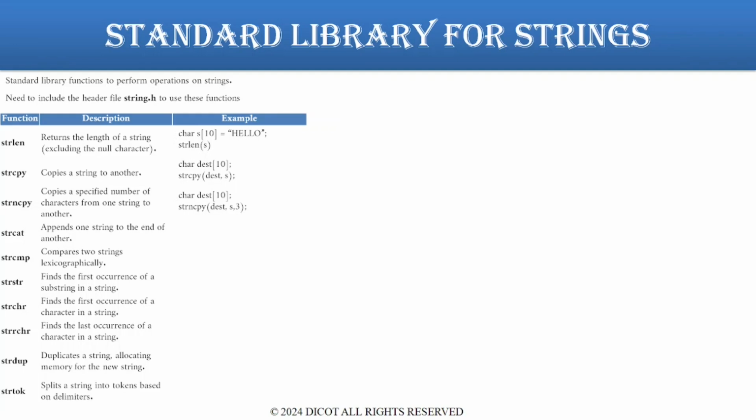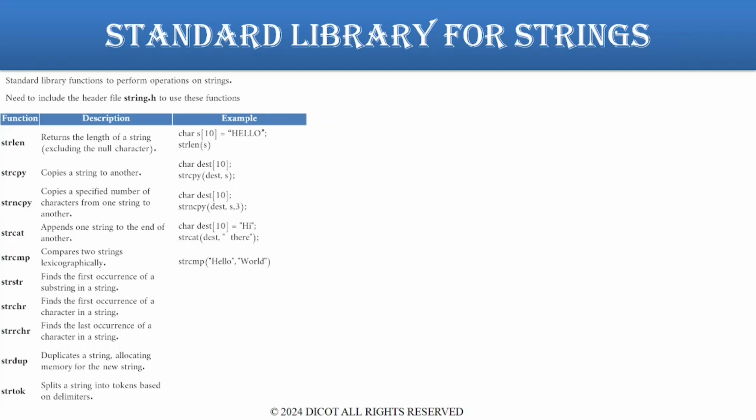strcat appends one string to the end of another. In this case, strcat appends the string there to dest, which contains hi. The strcmp function compares two strings lexicographically. String comparison is essential for sorting, searching, and validating strings. strcmp provides a standardized way to compare strings. strcmp accepts two arguments, the strings to be compared. It returns 0 if they are equal and a non-zero value otherwise.